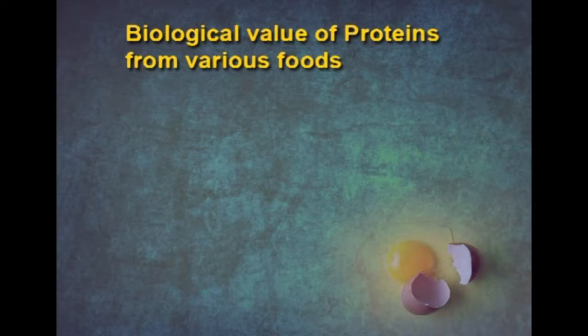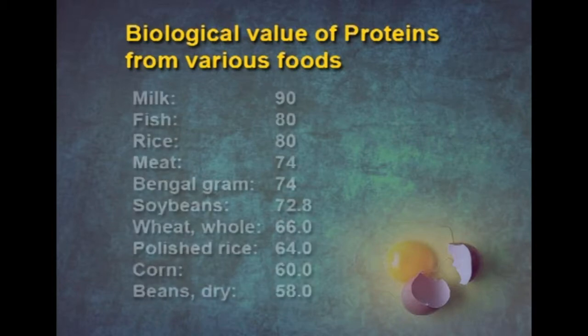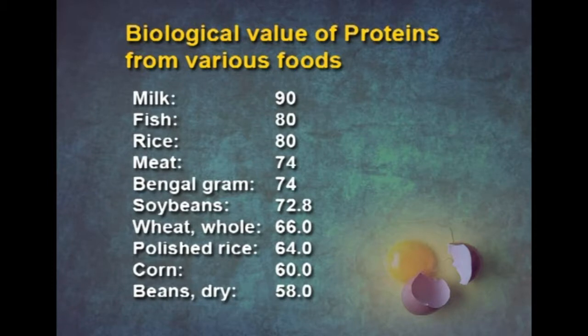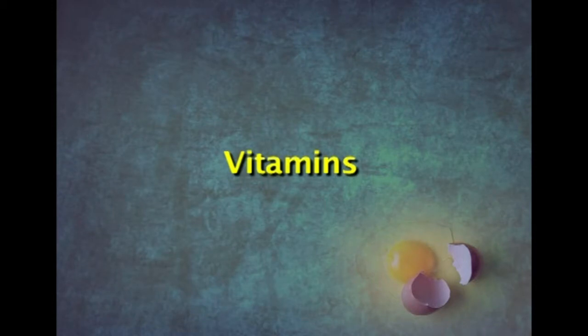Now, this is the table which gives you the biological value of various other foods with regard to protein content, which includes both milk, fish, rice, etc., and also pulses. Now, let us go to the vitamins.